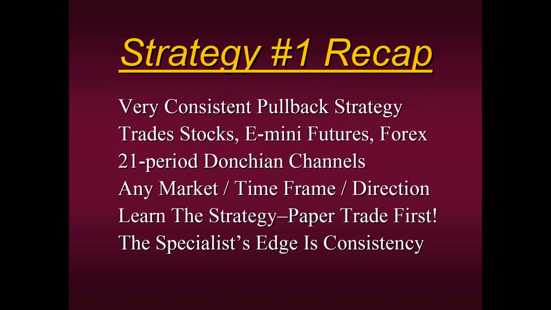Strategy number 1 is a very consistent pullback strategy, probably our most consistent pullback method. It trades stocks, E-mini futures, forex, ETFs, even Bitcoin and commodities. You must apply the 21-period Donchian channels. I know a lot of you would say, Steve, I don't have those on my platform. Well, if you do a Google search, I know there are some free sites that provide that for you. Or if you don't have it on your platform, I would contact your tech support. They should be able to supply it for you.